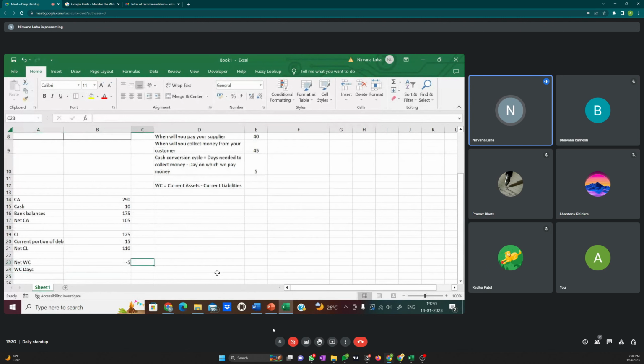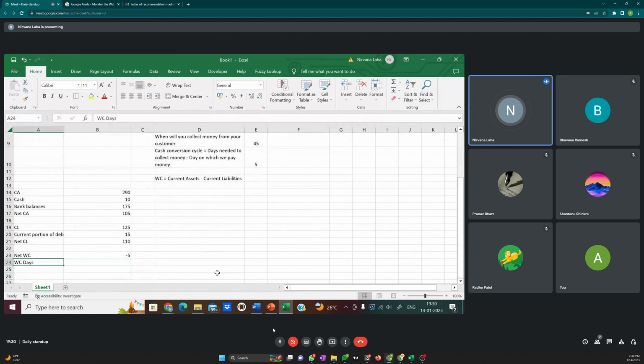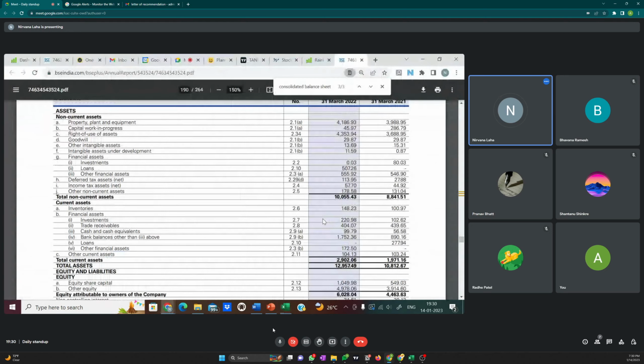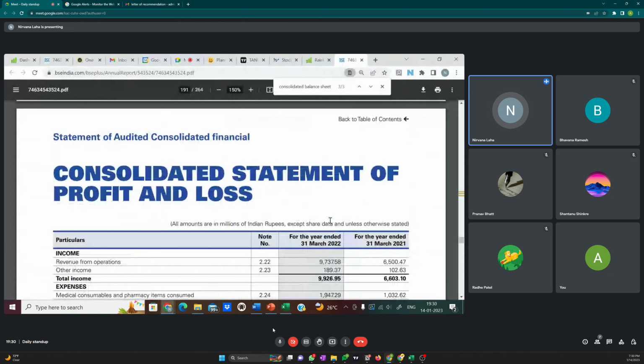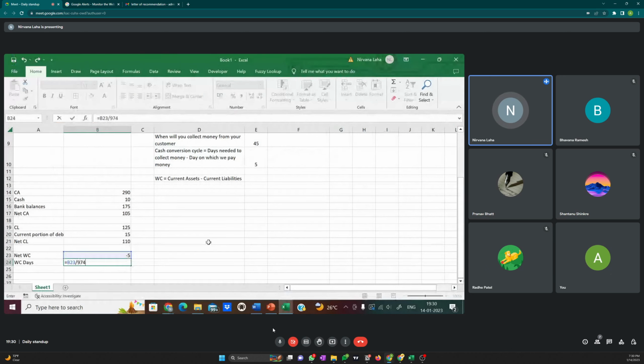Now there is something called working capital days, just like there are inventory days, etc. Working capital days is basically your net working capital divided by your revenue for the year. Revenue we'll get in this statement. This is 974 crores. Divided by 974, into the number of days in a year, 365. So it's about minus 2 days. Working capital days is minus 2 days.